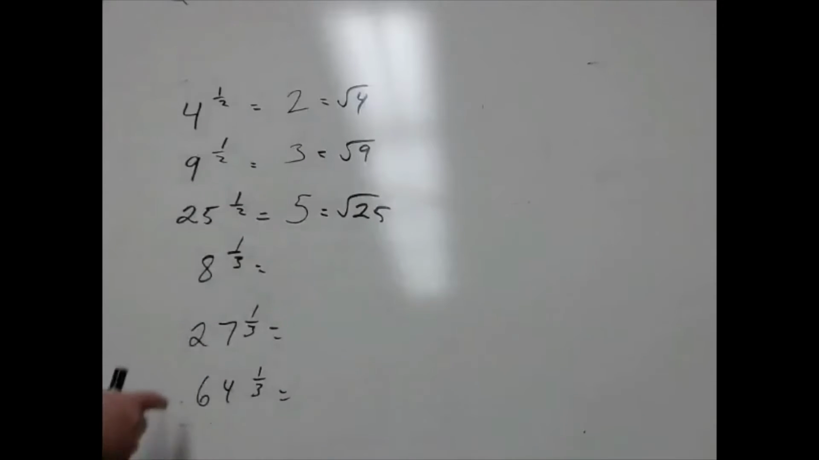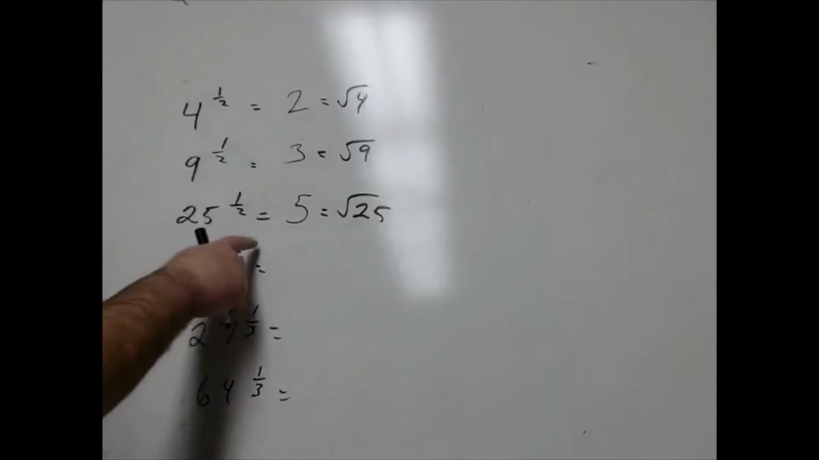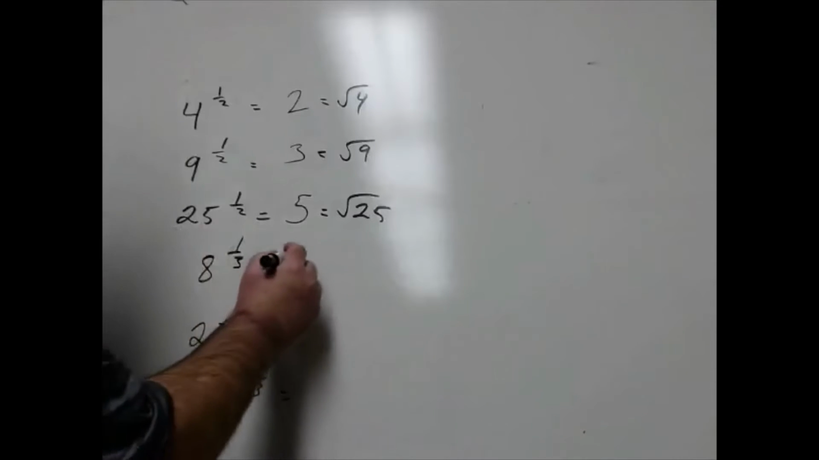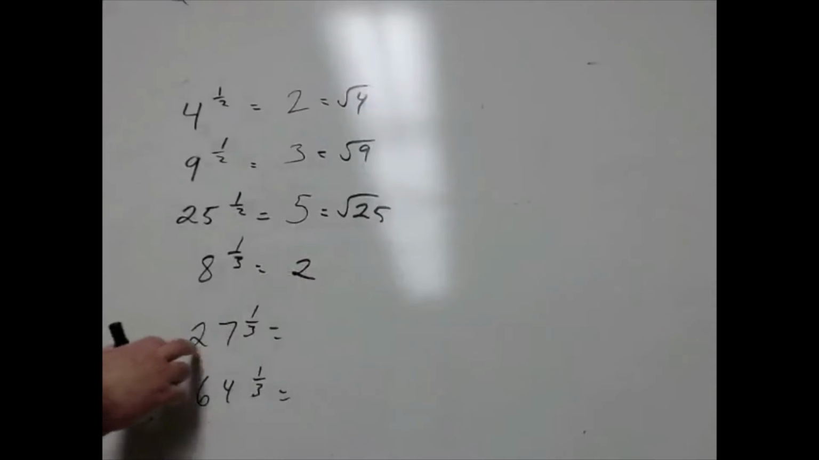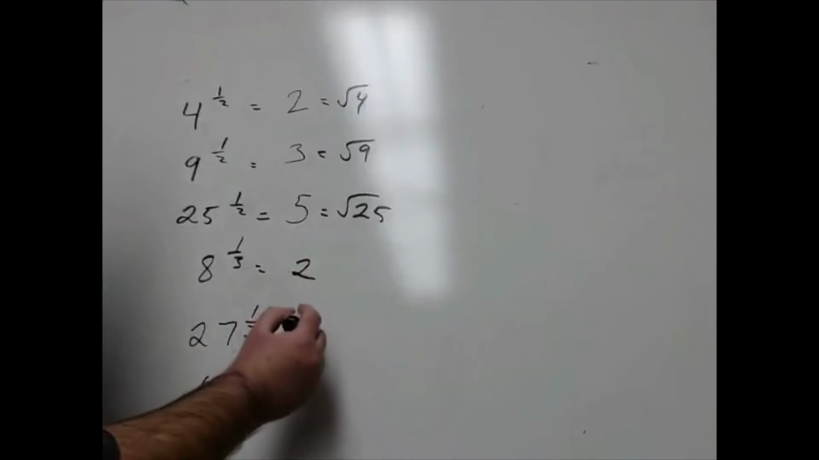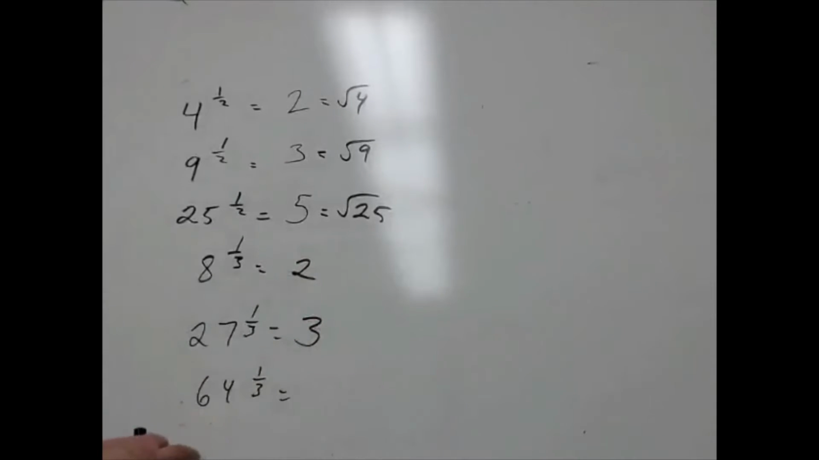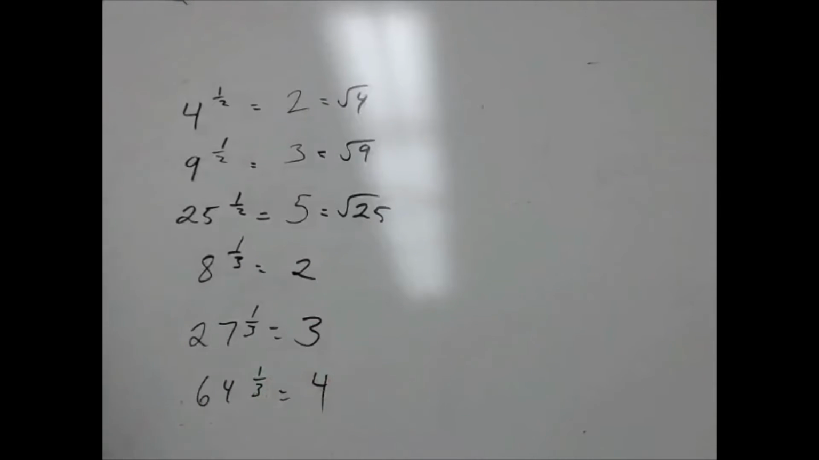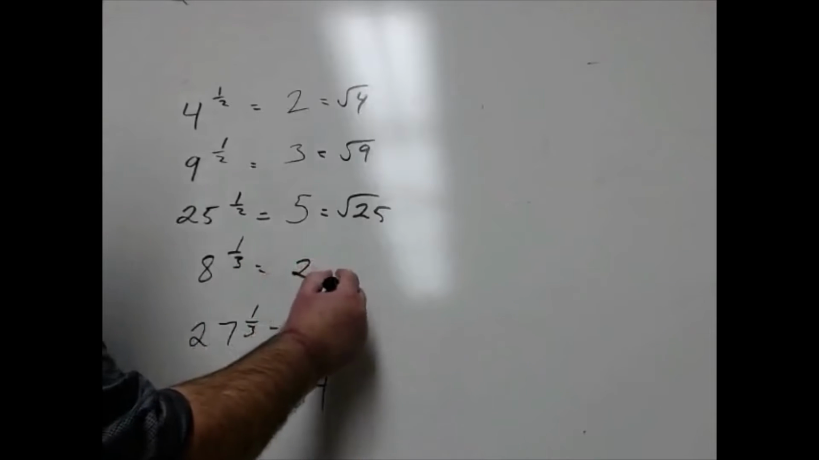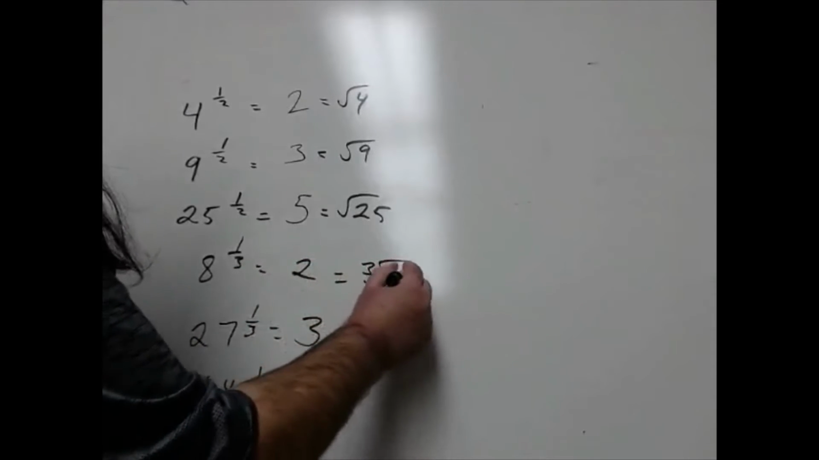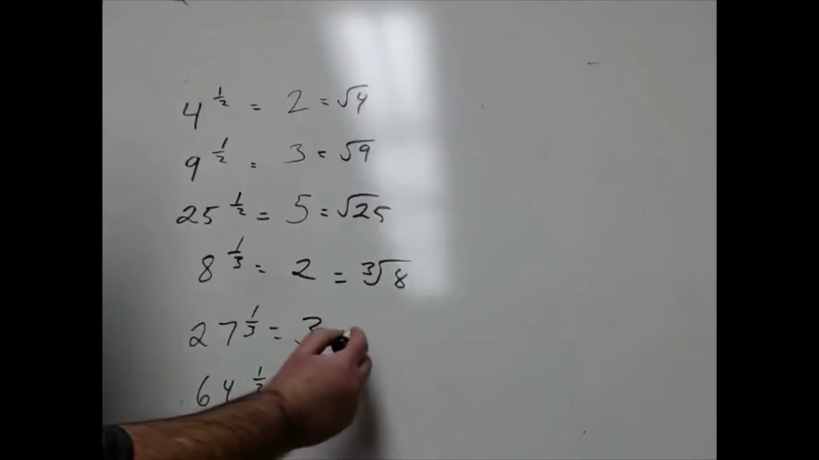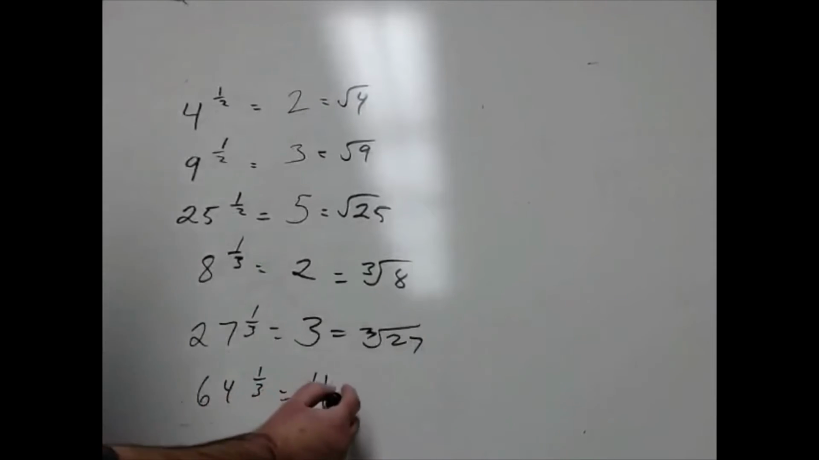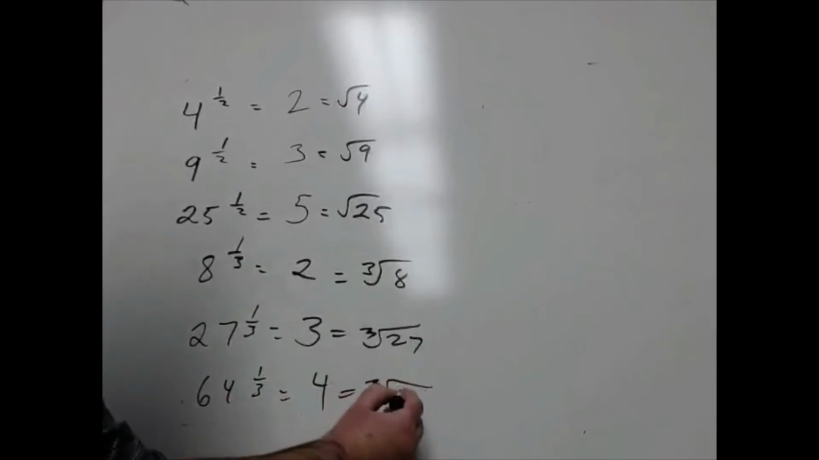If I continue the process but using exponent 1 over 3, I can see that 8 exponent 1 over 3 gives me 2. 27 exponent 1 over 3 gives me 3. And 64 exponent 1 over 3 gives me 4. And you may recognize that 2 is really just the cubed root of 8. 3 is just the cubed root of 27, and 4 is just the cubed root of 64.